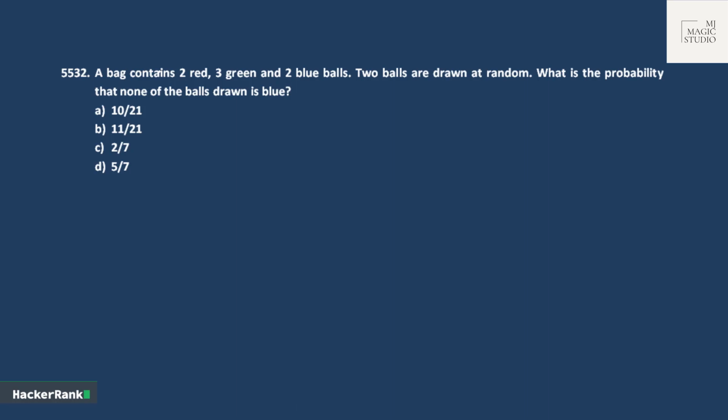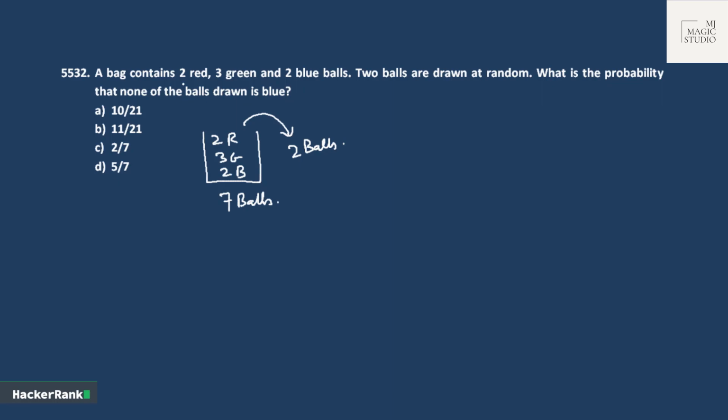A bag contains 2 red, 3 green and 2 blue balls. That means we have got 7 balls. 2 balls are drawn at random. What is the probability that none of the balls drawn is blue?